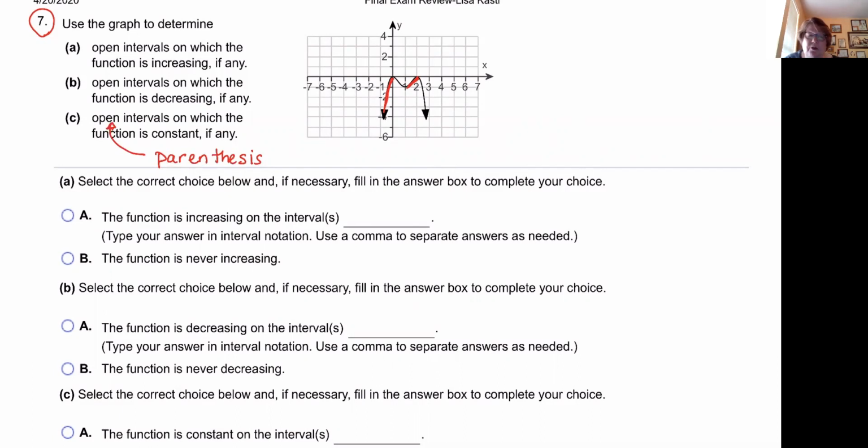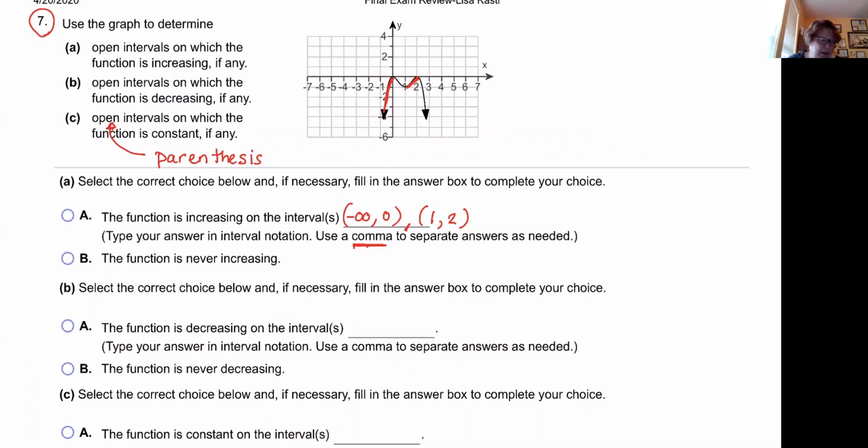So it looks like it's increasing from -∞ to 0, and then it stops increasing. And MyMathLab does tell me to separate the intervals using commas. So we're going to put a comma there. And then it's going to be increasing what, from 1 to 2? Again, you always use values over the domain to describe where a function's increasing or decreasing.